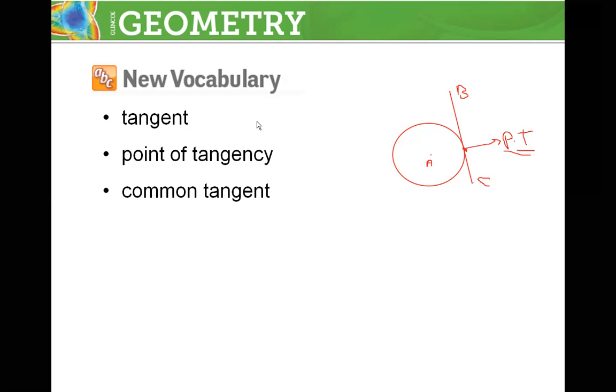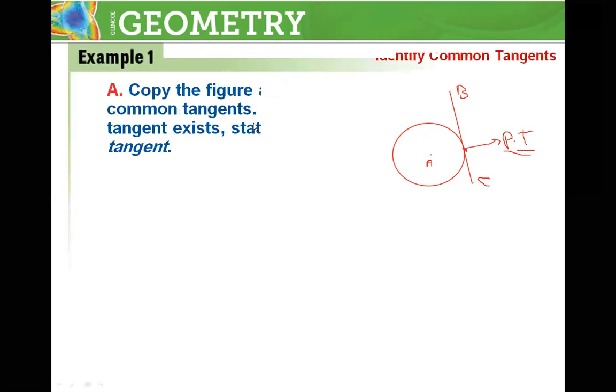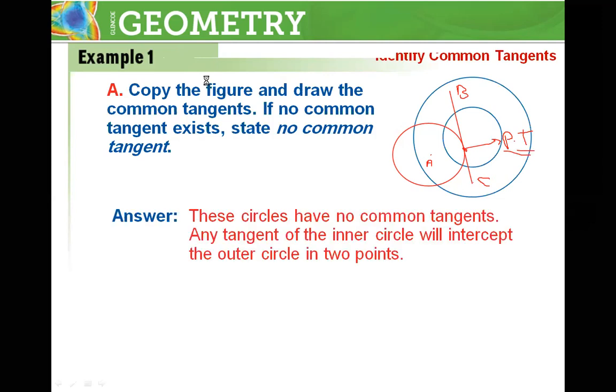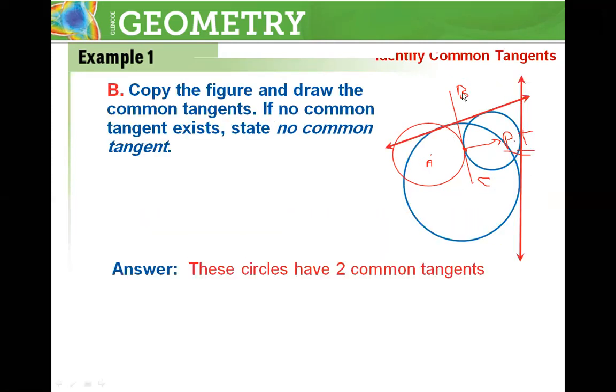Okay, so we are talking today about the tangent, point of tangency, and common tangent, and we will get example one. Pay attention with me. I'm going to the second example and return back to it. Okay, just clear. Pay attention. Copy the figure and draw the common tangent. If no common tangent exists, state no common tangent.